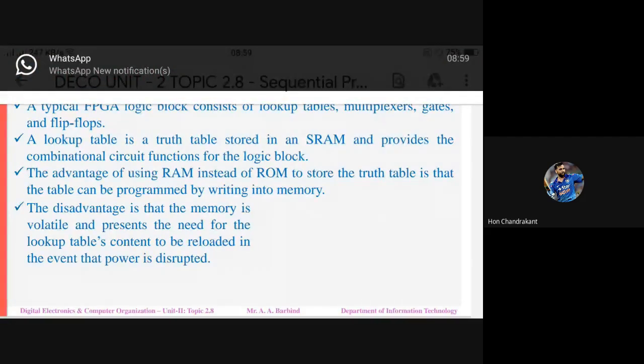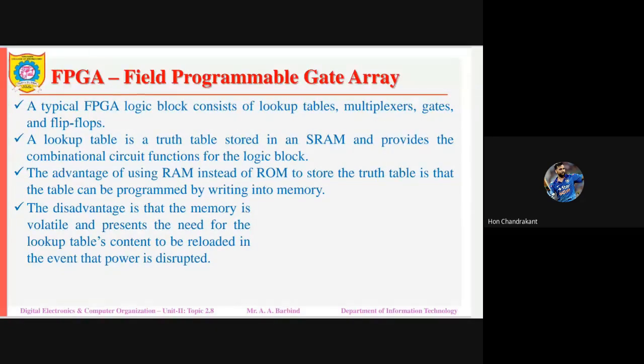Okay, so in an FPGA device, if you disconnect power, then the contents of the RAM decide its functionality. If that functionality has gone, then it has to be reloaded in the RAM. So from where will it be reloaded?